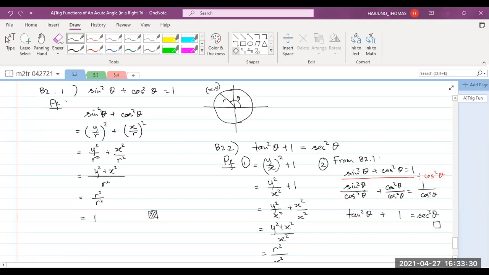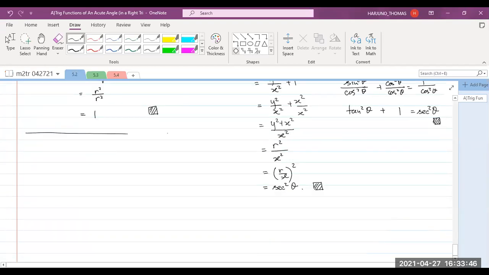It's an easier proof, shorter. Basically, we divide each term by cosine squared theta. And likewise for the third formula, B2, 3: 1 plus cotangent squared theta equals cosecant squared theta.